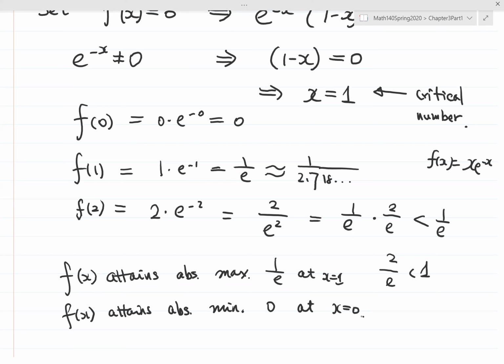Okay. More examples. Let's see. Okay. Now, maybe one more example.